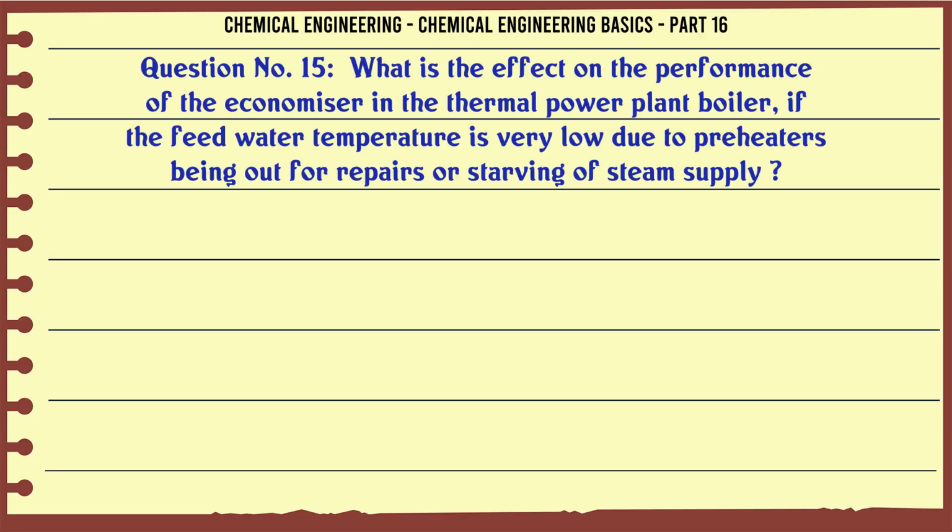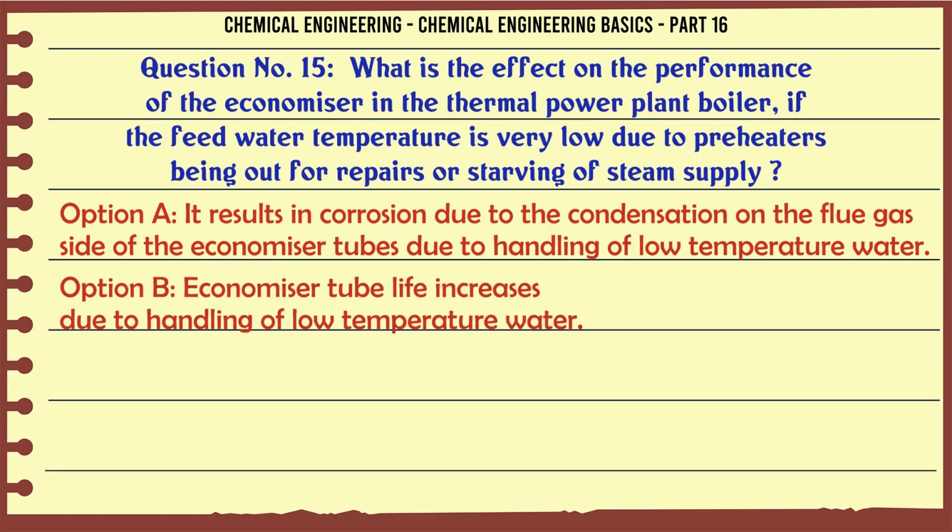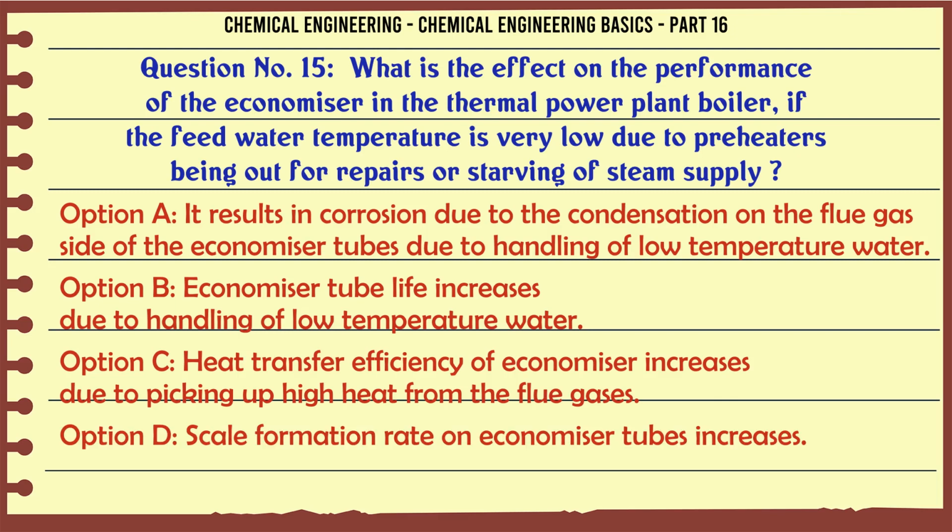What is the effect on the performance of the economizer in the thermal power plant boiler if the feed water temperature is very low due to preheaters being out for repairs or starving of steam supply? A. It results in corrosion due to the condensation on the flue gas side of the economizer tubes due to handling of low temperature water. B. Economizer tube life increases due to handling of low temperature water. C. Heat transfer efficiency of economizer increases due to picking up high heat from the flue gases. D. Scale formation rate on economizer tubes increases.